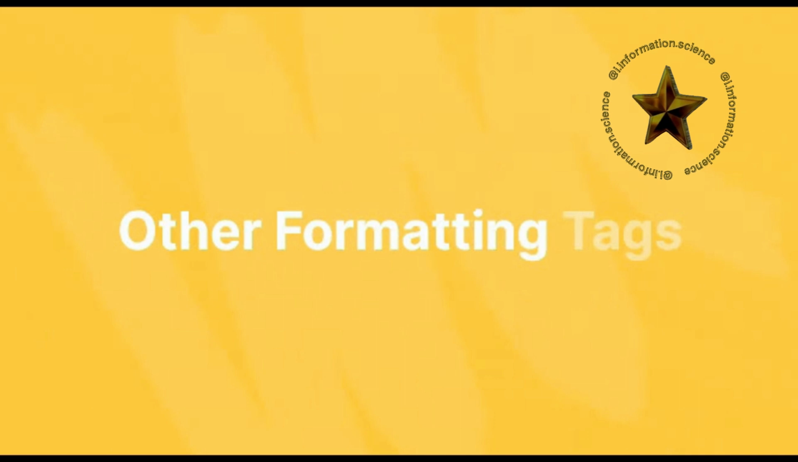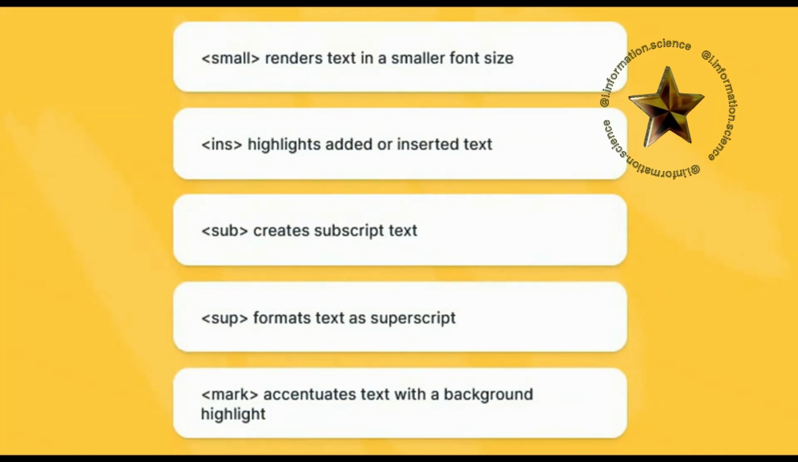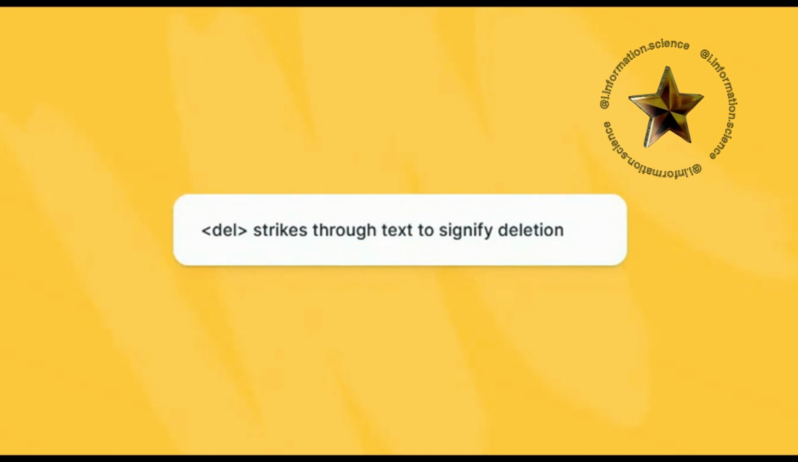Other formatting tags. Small renders text in a smaller font size. Ins highlights added or inserted text. Sub creates subscript text. Sup formats text as superscript. Mark accentuates text with a background highlight. Del strikes through text to signify deletion.